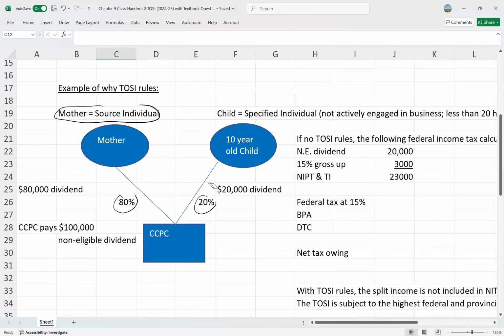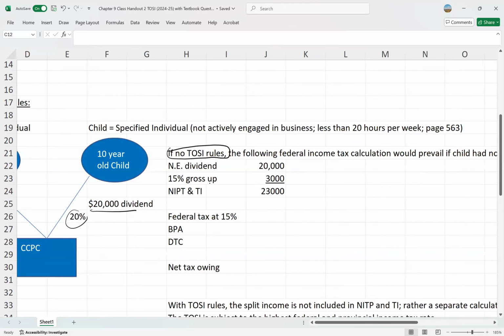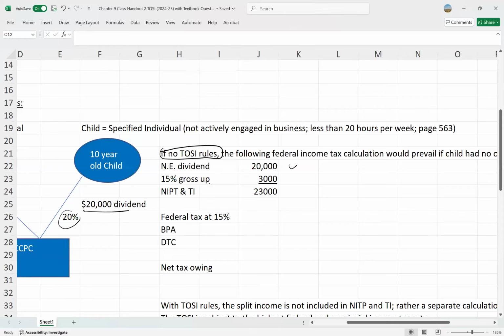And so the company is now going to pay a dividend to the shareholders. 80% goes to the mother, that's $80,000, and 20% goes to the child, which is $20,000. This is a 10-year-old child. Let's see what would happen if there were no TOSI rules. If we did not have these tax on split income rules, that 10-year-old child would include this non-eligible dividend of $20,000. Remember we said dividends have to be grossed up. Non-eligible dividends are grossed up by 15%. So they would have a taxable dividend of $23,000.